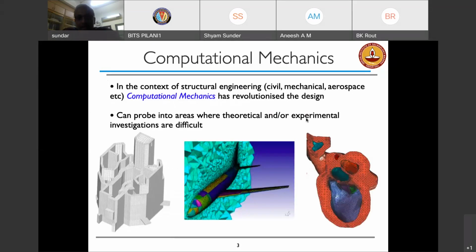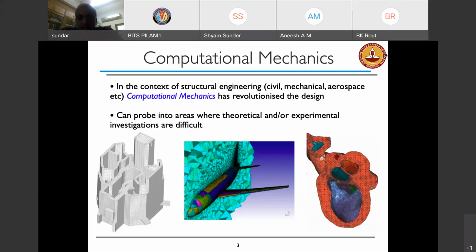So computational mechanics, as we know, has revolutionized the way we do design, do stress analysis, the way we understand things. That could be attributed to the fact that computer hardware and software have tremendously improved over the last decade. So now we are able to leverage that power to solve interesting problems using the finite element method, or numerical methods in a very generic sense. The other advantage is that it can probe into areas where theoretical or experimental investigations are too difficult.